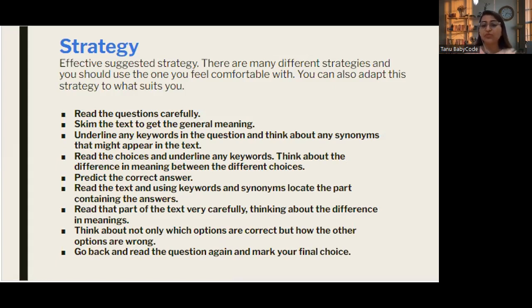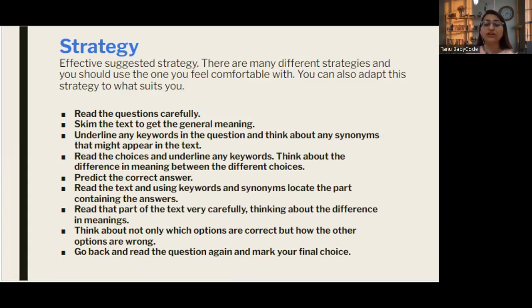Underline any keywords which you have in your question and start thinking about different synonyms that can appear in the text. Read all the choices, underline keywords, think about the difference in meaning between different choices. Read it very carefully and predict your correct answer. Predicting the correct answer will give you an idea what you need to look for. Read the text again using keywords, synonyms also, and locate the part that contains the answer.